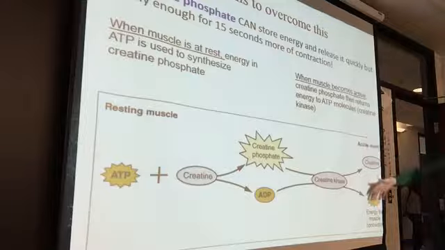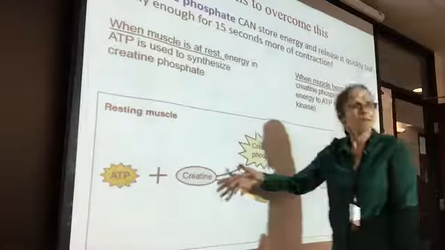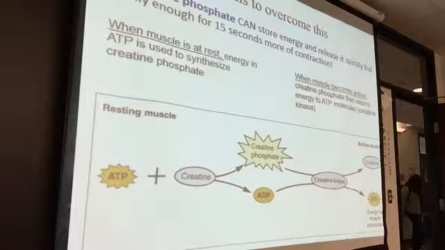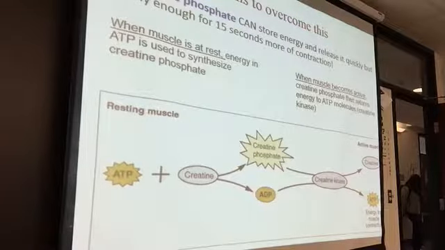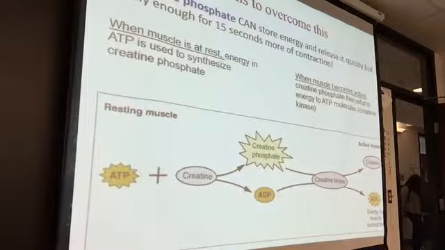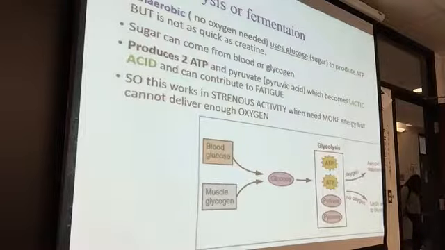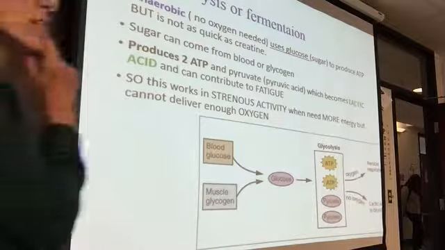All right, so there's our take home, right? I've got this mechanism, because I said there's 3. I can make creatine phosphate in muscles, and that's going to keep me going. Not very long, but could keep me going. All right, and then I have, of course, glycolysis or fermentation.